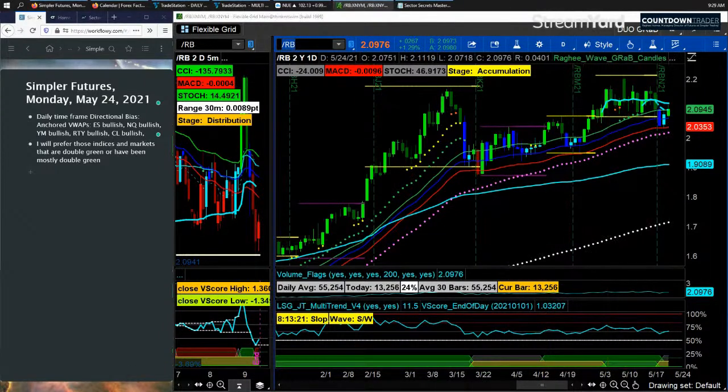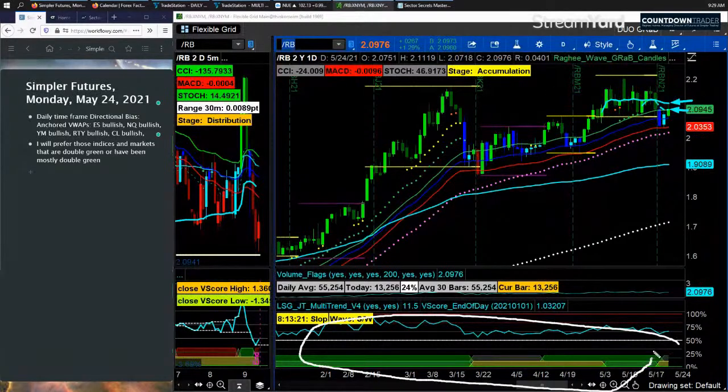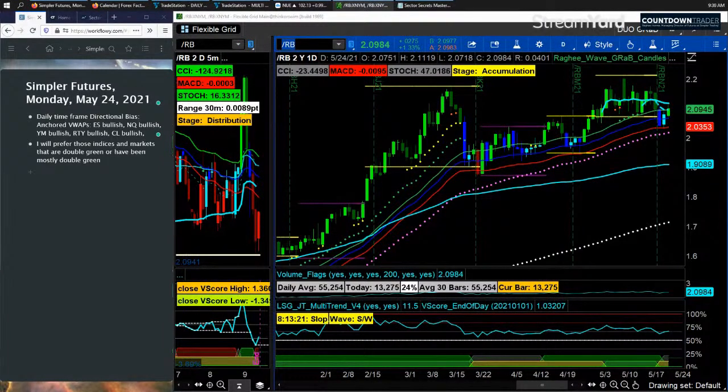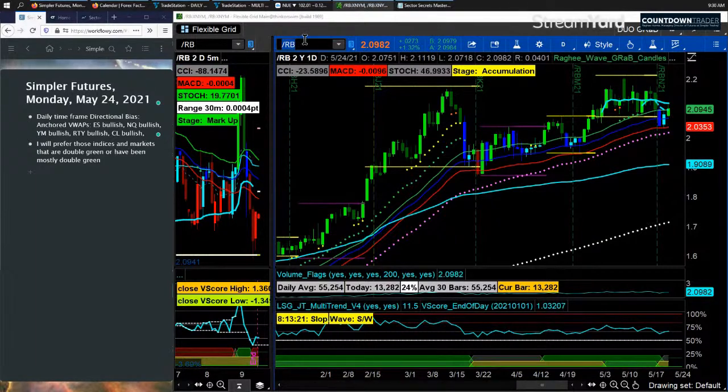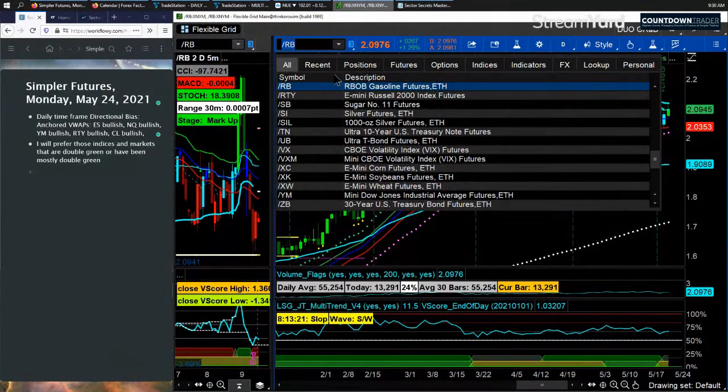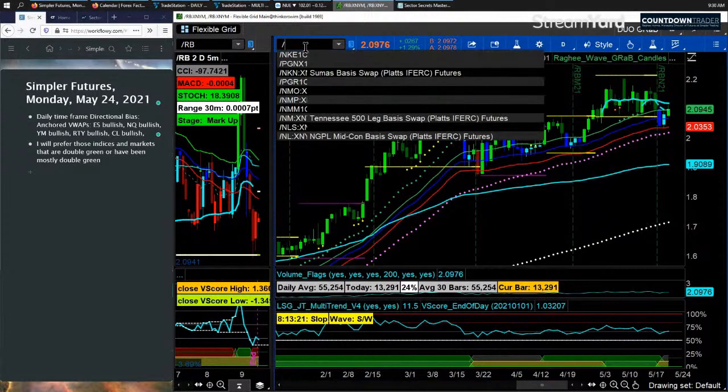Now, here's an interesting juxtaposition. RBOB, we're not quite bullish on the daily in terms of that directional bias, but look at how long this market's been double green. Look at the trajectory of price. We might be flirting with the VWAP, which makes intraday trading a little bit more difficult, but there's no doubt that I'm still going to be thinking about the dips to buy in RBOB, which is going to influence the stocks that I'm trading as well and the sectors that I'm focused on.